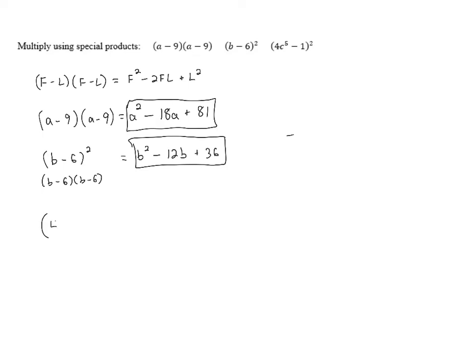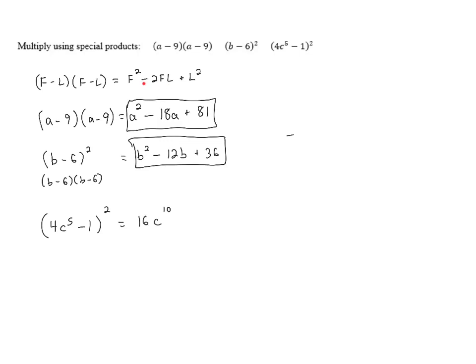We've got 4c to the 5th minus 1, quantity squared. Again, this is the same sort of thing. We've got a difference being multiplied by itself. Let's rely on the formula here. We square the first term. If we take 4c to the 5th and square it, 4 squared is 16. And then c to the 5th squared is c to the 10th. So we're going to start off with 16c to the 10th.